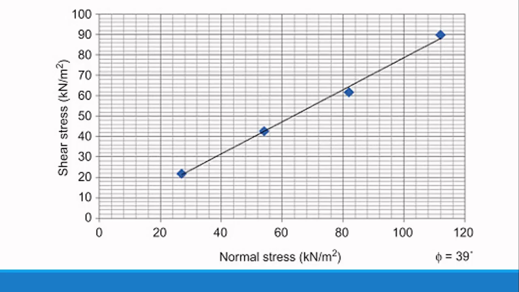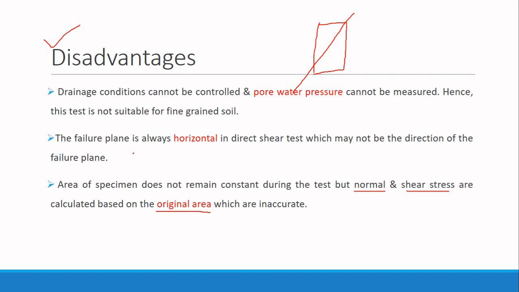So these are the disadvantages of using the direct shear test, which we will see are overcome by another test known as the triaxial test, which we will discuss in our next video.